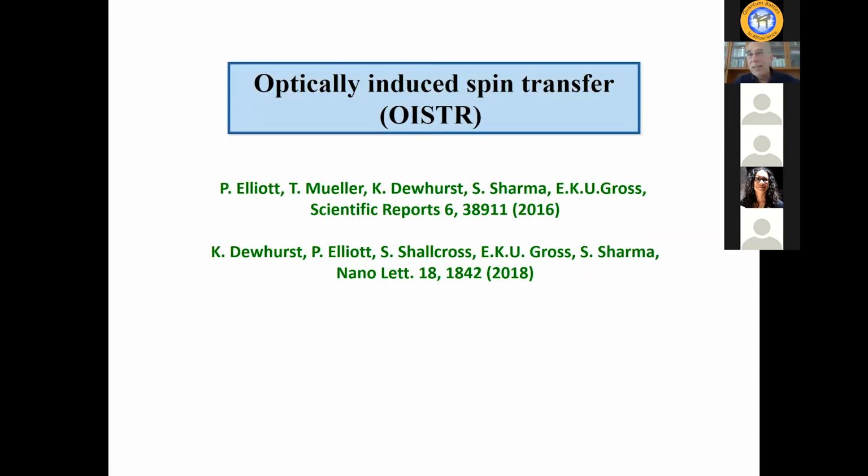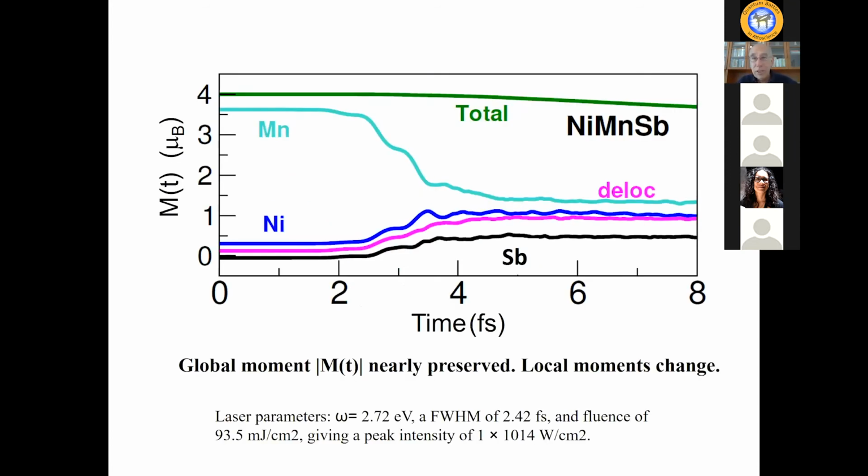Now, second topic, very different. It's the Oyster Effect. So we did a calculation on a different material, otherwise pretty much the same kind of TD-DFT time propagation. This was for a material that is a so-called Heusler compound, nickel, manganese, antimony. And here, this was a very short laser pulse of 2.5 femtoseconds. Here are the laser parameters.